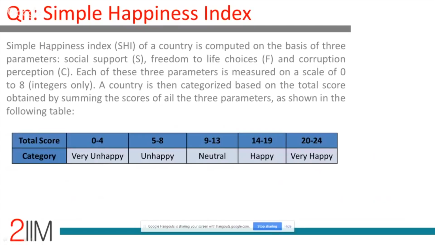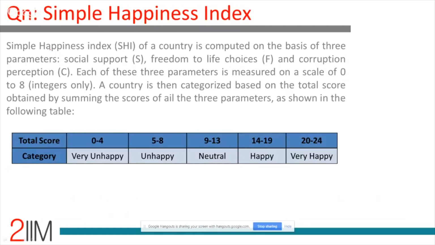This again is a good set. I'm going to read this. The happiness index of a country is computed on the basis of 3 parameters: social support, freedom to life choices, and corruption perception. So, an interesting set. Social support is probably a very interesting metric. Freedom to life choices, again good. Corruption perception. So if you're done for India, I think we'll rank in the third category.